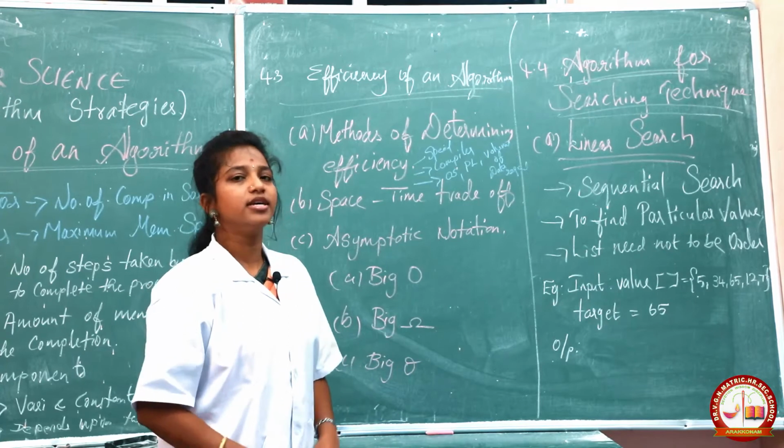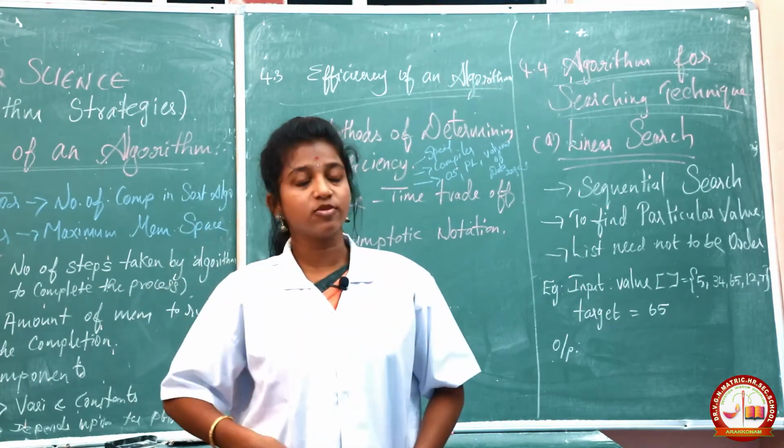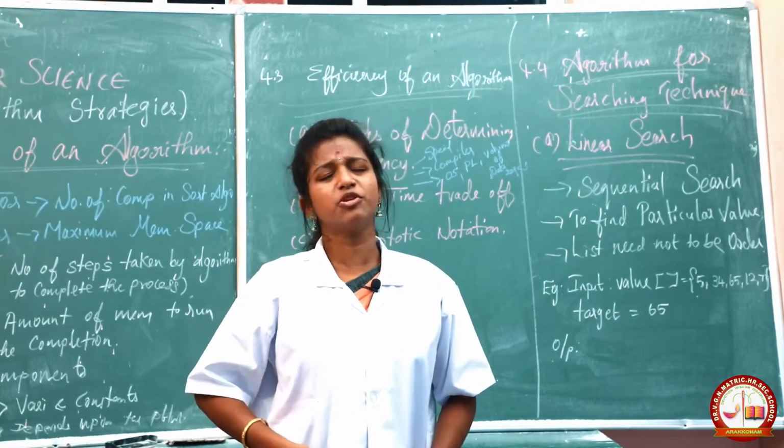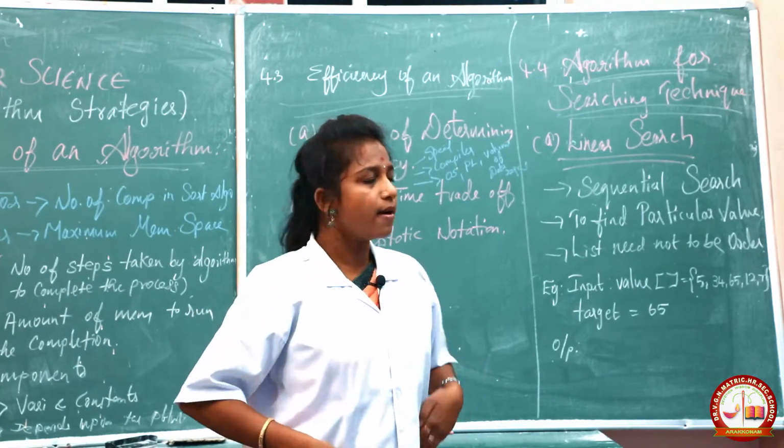When you analyze your algorithm and the result falls under big O, it means that it is the worst case of the algorithm. It will take too much time to complete the process, to complete the task. That is called big O.